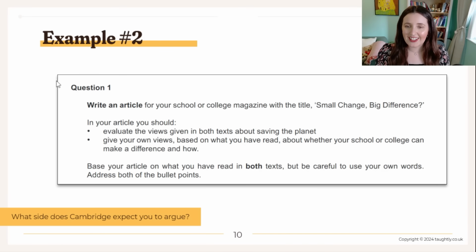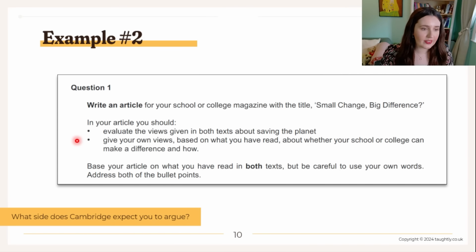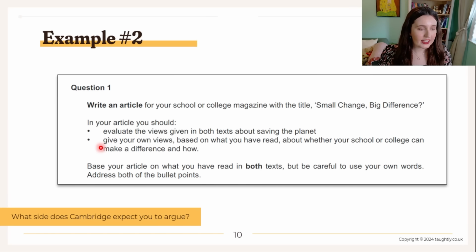Here is the second past paper. Write an article for your school or college magazine with the title Small Change, Big Difference. In your article, you should evaluate the views given in both texts about saving the planet, give your own views based on what you have read about whether your school or college can make a difference and how.